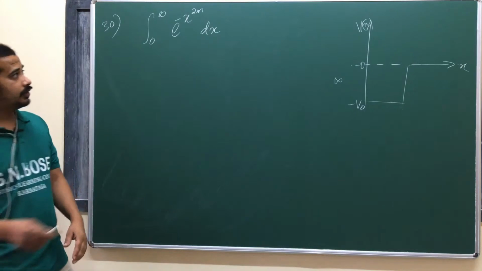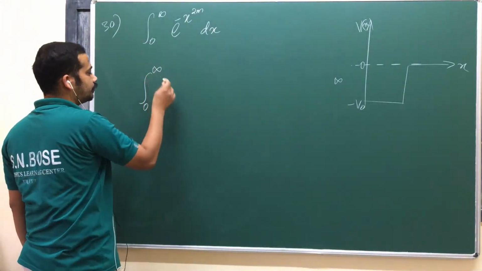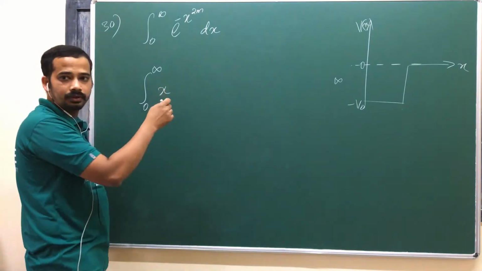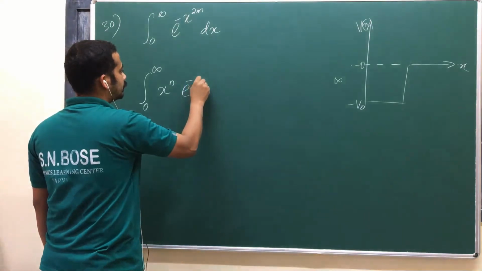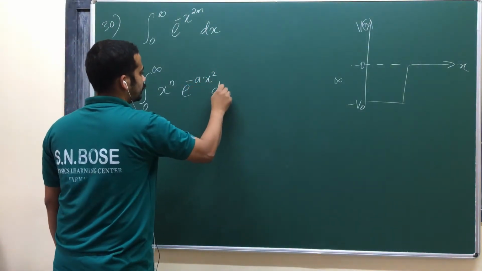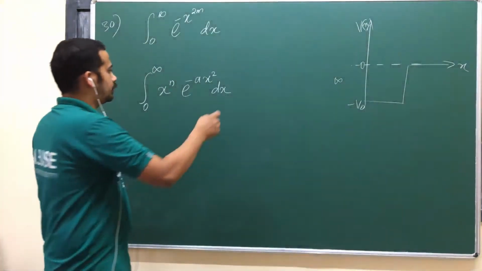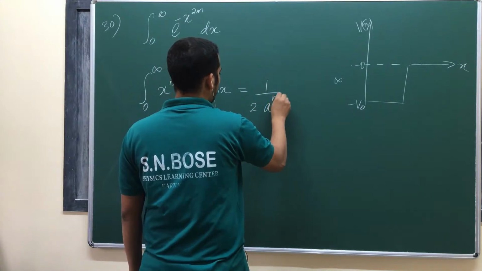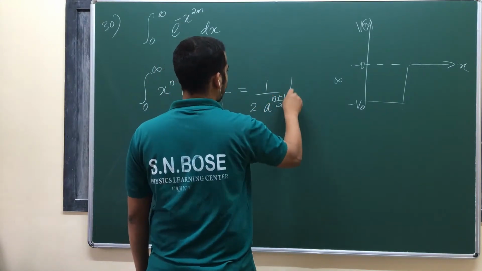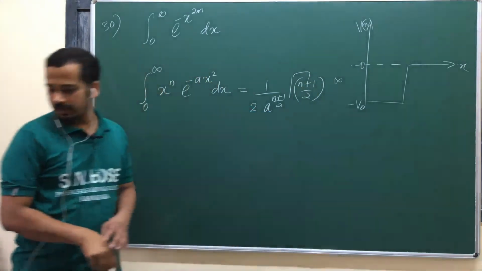Now look at here. I hope you know this integral from 0 to infinity of x power n into e power minus a x square dx. I have given this one during the course. This is equal to 1 by 2 into a power (n plus 1) by 2, gamma of (n plus 1) by 2. This was very helpful in solving many problems, isn't it?